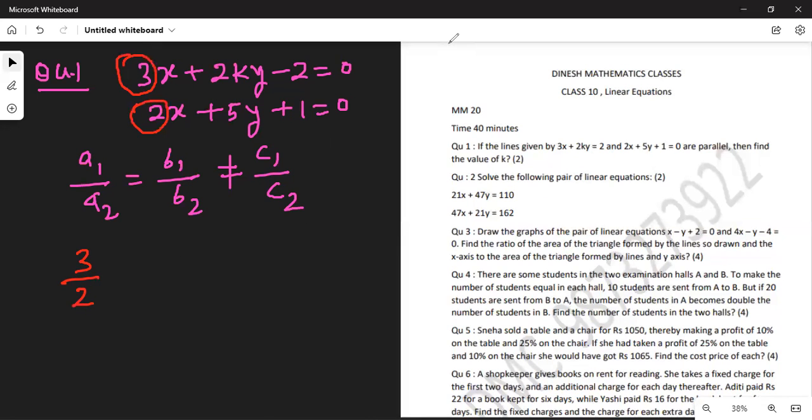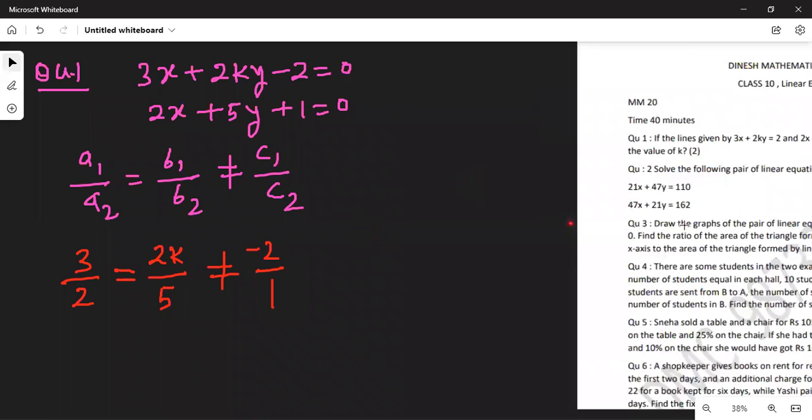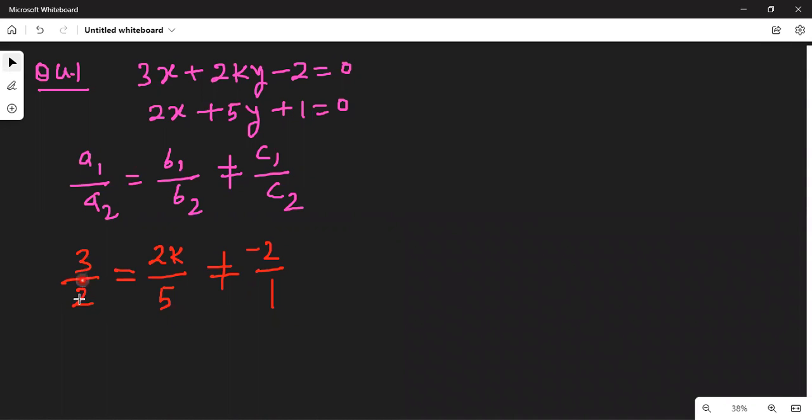Similarly, we find b1, b2 also. What is b1 and b2? b1 means the coefficient of y, which is 2k, and the coefficient of y in the second equation, which is 5. And this is not equal to minus 2 over 1. As we see here, this 3 by 2 is not equal to minus 2 by 1 already. So all we need to do is simply solve this to get the value of k.